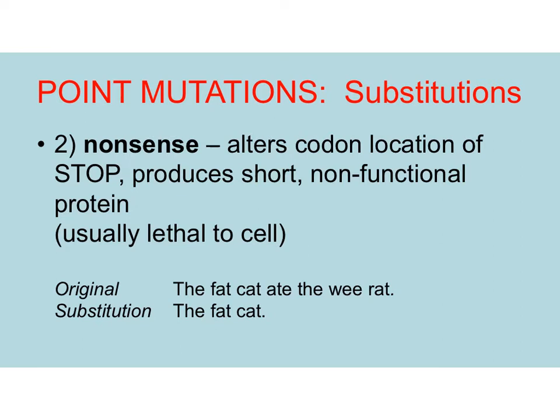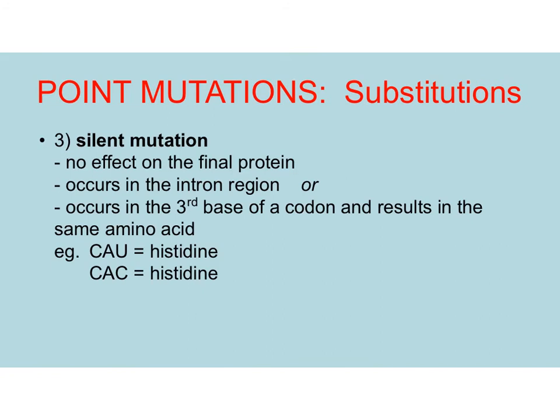Okay. So an example would be, say, the original phrase is the fat cat ate the wee rat. You stop halfway through. You don't get the entire amino acid sequence. So this is going to have a bit more of an effect, because now you don't even have the entire protein. It's not just one amino acid out. This is like a whole bunch of amino acids you're missing. So this is usually lethal to the cell. It's usually a much bigger mutation.